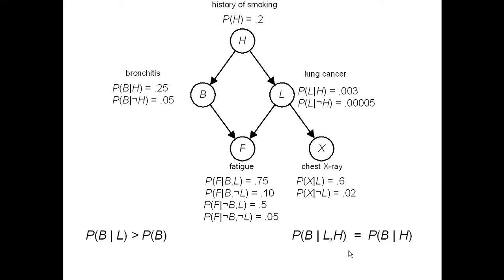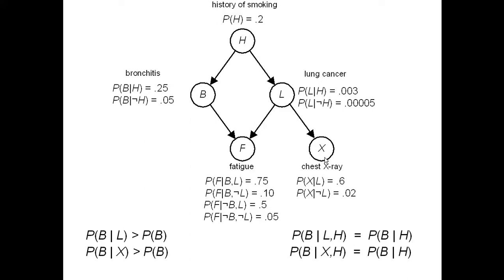But once we know that the person smokes, they have a fixed probability of bronchitis and a fixed probability of lung cancer. So once you know the person smokes, lung cancer has no effect on the probability of bronchitis, which is the causal Markov assumption.